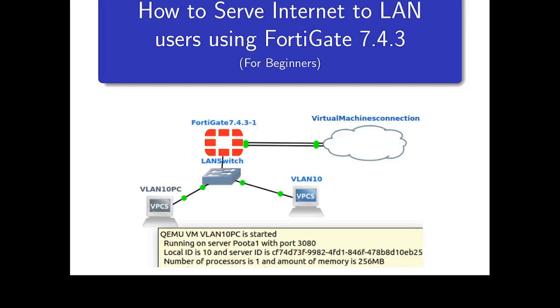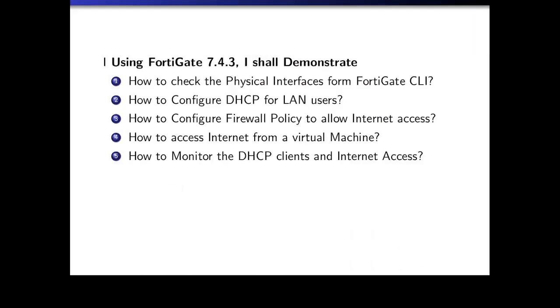If you are new in the journey of network security or cyber security using the FortiGate 7.4.3 firewall, then you are at the right place. We shall discuss how to serve internet to LAN users using FortiGate firewall. Today I shall demonstrate number 1, how to check the physical interfaces from the FortiGate CLI. It will help us to identify the LAN and WAN interfaces.